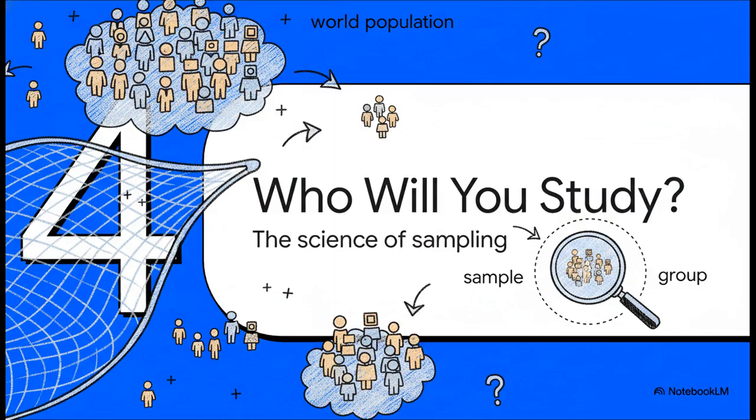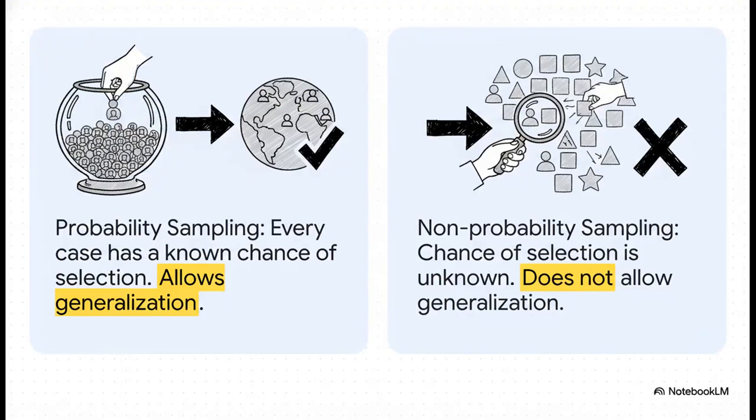All right, our hypothesis is sharp, our measurement tools are solid. So now, who are we actually going to study? Obviously, we can't ask everyone on the planet, so we need a smart strategy for picking a group. This is the science of sampling. And there are really two main ways to go about this. Probability sampling is the gold standard if your goal is to have your results represent a much larger population. It's like a lottery. Everyone has a known chance of getting picked.